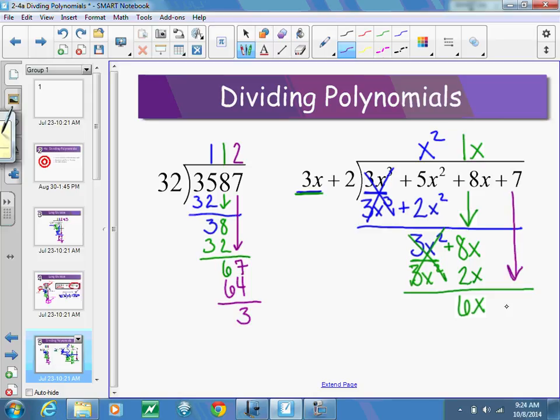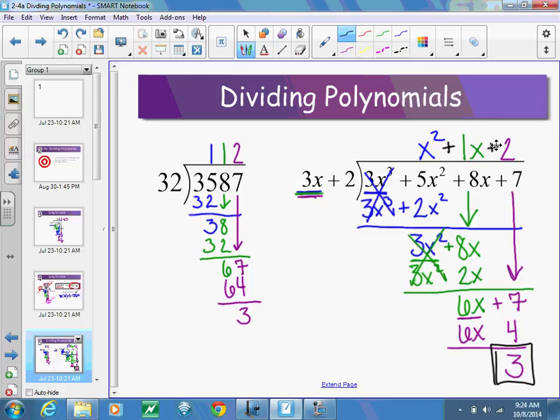Finally, I'm going to bring down my last term of positive 7, and now 3x times what gives me 6x? That's positive 2. 2 times 3x is 6x. 2 times 2 is 4. And now I'm going to subtract, and I end up with 3. Because I have filled all my places up above, this ends up being my remainder. Up above here, I'm going to add a couple plus signs. And then my answer ends up being x squared plus 1x plus 2 with a remainder of 3.